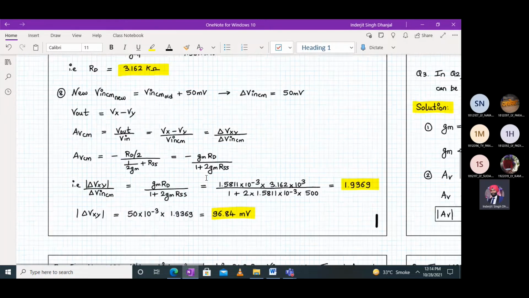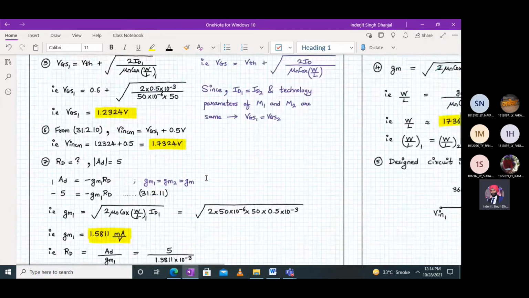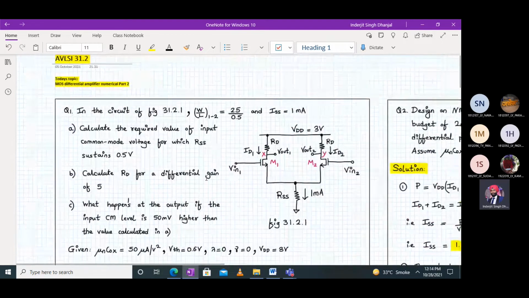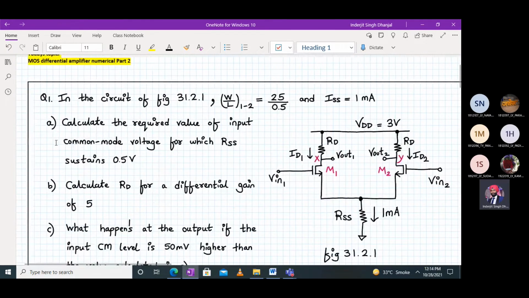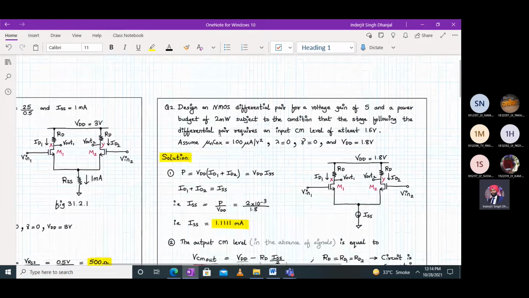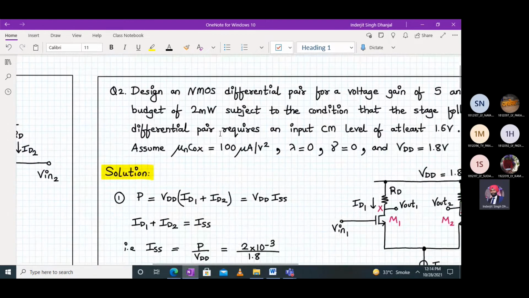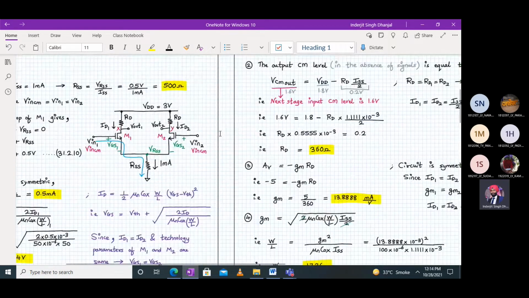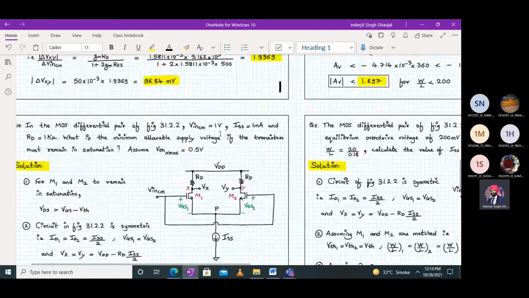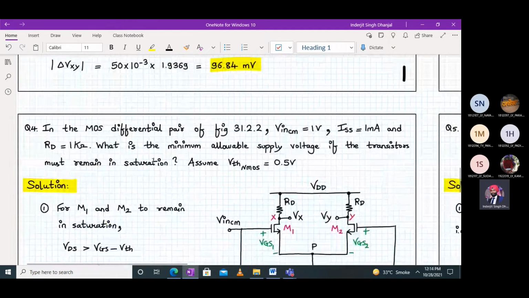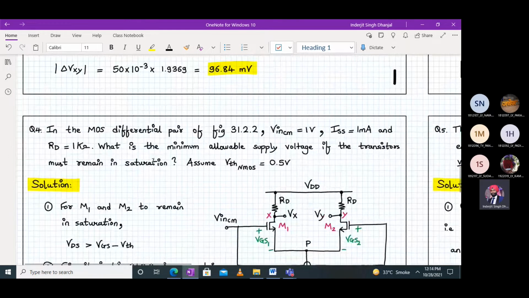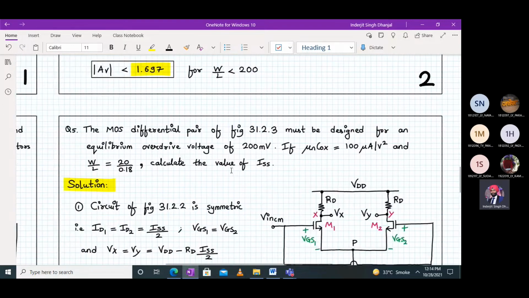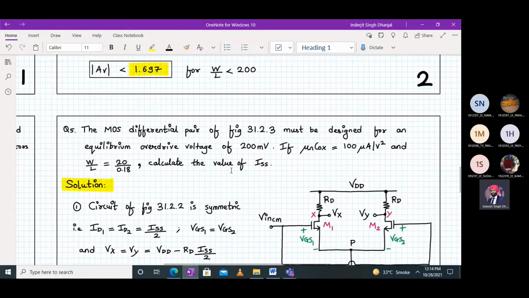Okay. So now there are other numericals also. Correct. Now due to shortage of time, I am only covering one. There are three more numericals. One is the design of an NMOS differential pair, right? Other is also based on calculating the minimum allowable supply voltage for the transistors to remain in saturation. And the fifth numerical was again the design kind of a thing, related to your equilibrium overdrive voltage, right?